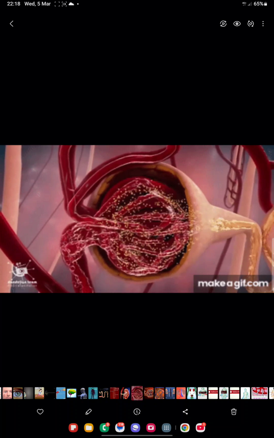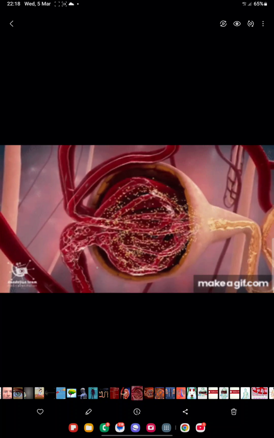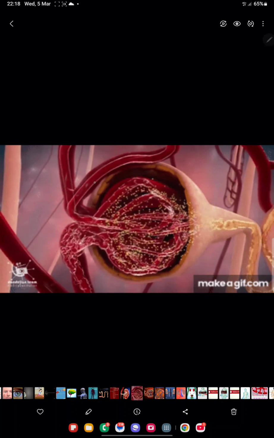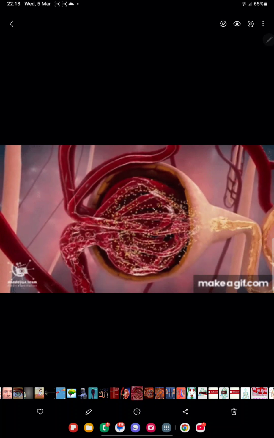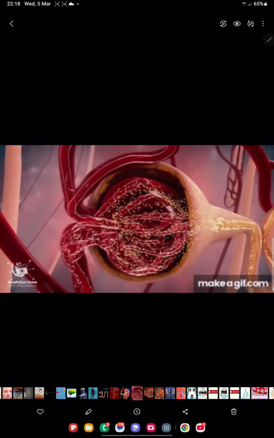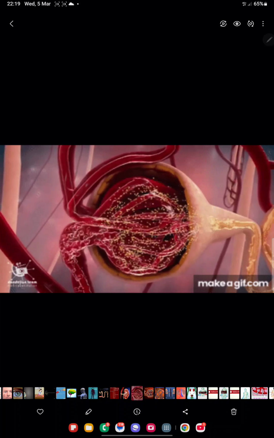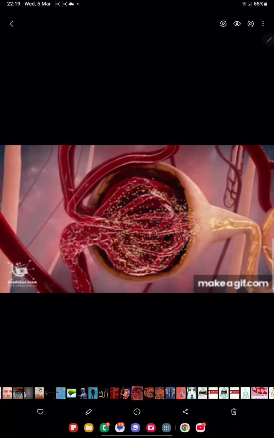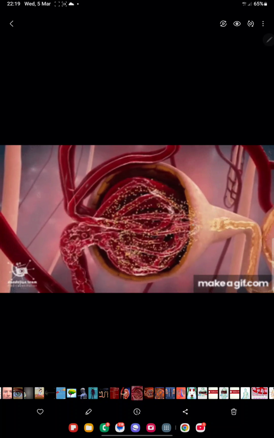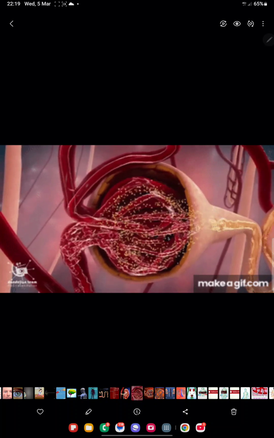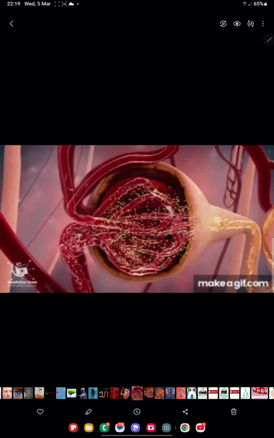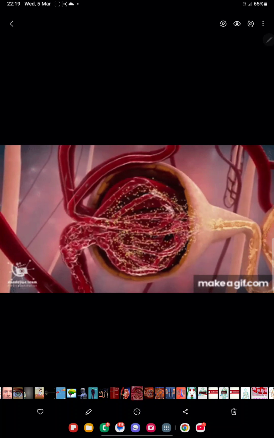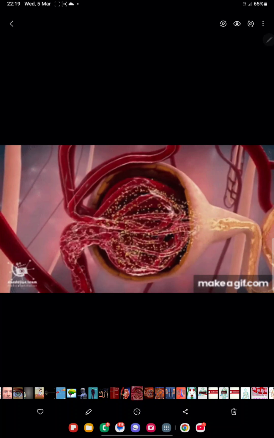As I mentioned earlier, the diameter of the afferent arteriole is higher than the efferent arteriole. Because of that, inside the Bowman capsule the glomerulus has high pressure. This high pressure creates the filtration of plasma in the blood capillaries into the Bowman capsule.